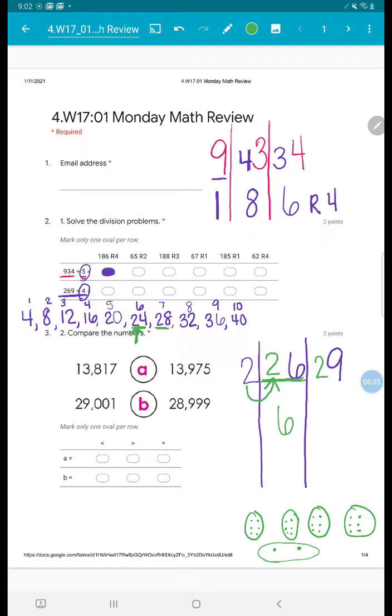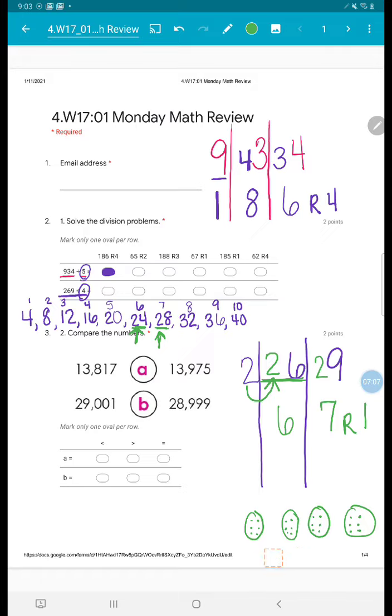Okay. So now I've regrouped those 2 extra and made them into 21s. Now I have 29 ones. So I'm looking for 4 times what number gets me as close as I can get to 29 without going over. So if I look right here, we have 4 times 7 equals 28.